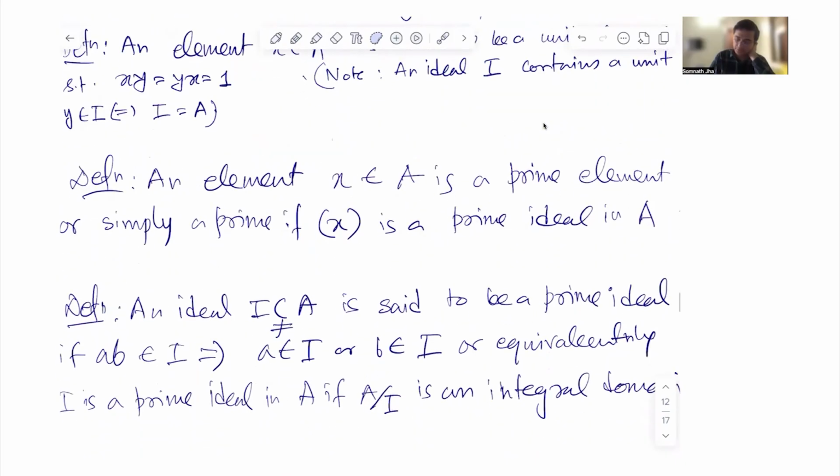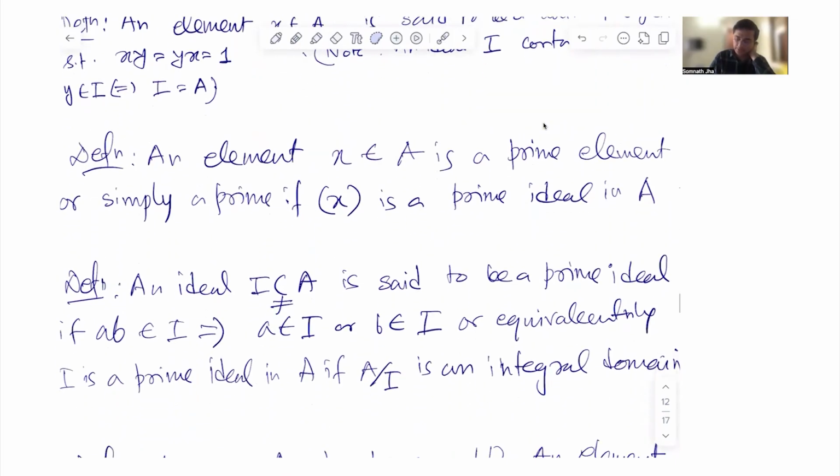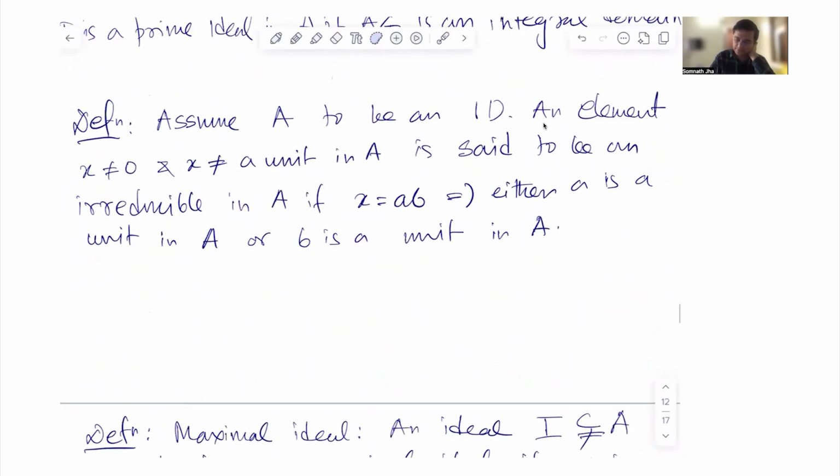So here, why are these two equivalent? Let us see, just a moment.